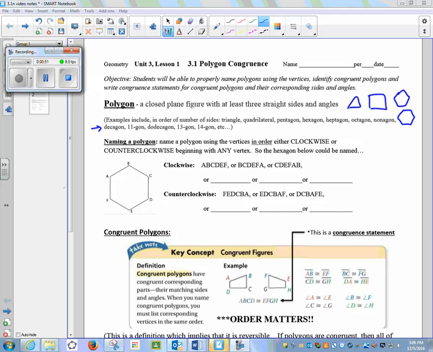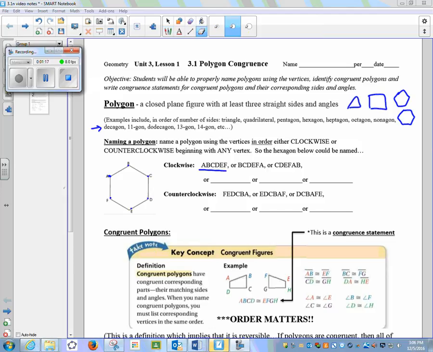You can name a polygon either clockwise in order or counterclockwise in order. So pick a vertex to start at and then either go clockwise around or counterclockwise. So I give you some examples here. This polygon, it's a hexagon, could be named, start at A and go A, B, C, D, E, F. So it could be called A, B, C, D, E, F.